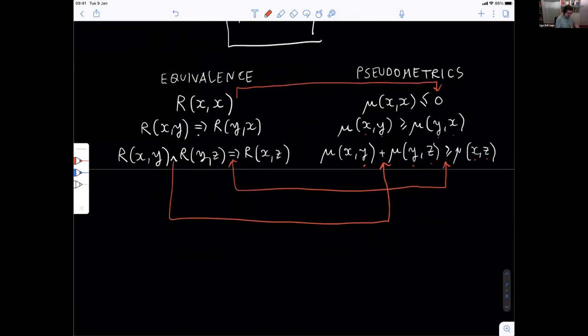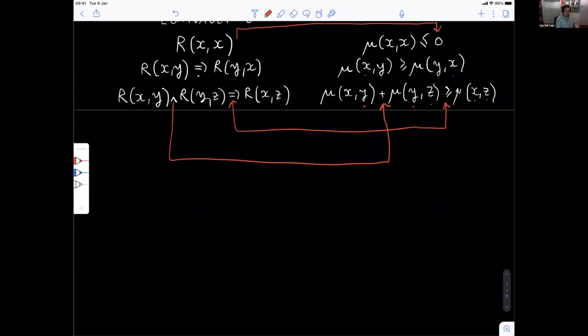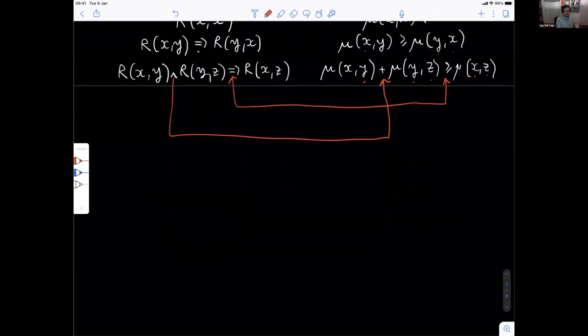So that's it. We will develop, starting from tomorrow, notions of distances between programs by way of pseudometrics. But then I can just give you some hint about what takes the place of compatibility. So how about compatibility?